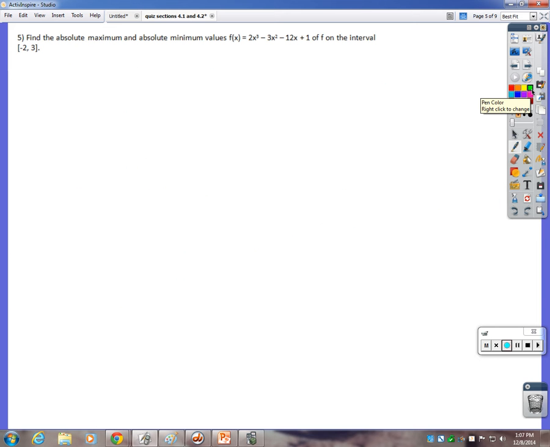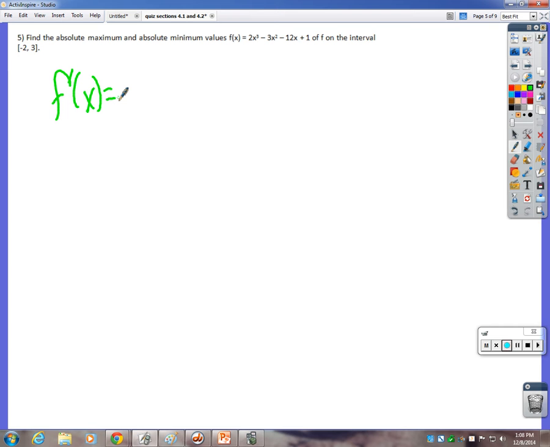Okay, number 5. Find the absolute maximum and absolute minimum values of that on the interval only from -2 to 3. So first step is graph it. No, definitely don't graph it. And I'll insist on that because I know you're going to take the AP calculus test and you will have to do problems like this on the non-calculator section. So don't use your calculator so much.